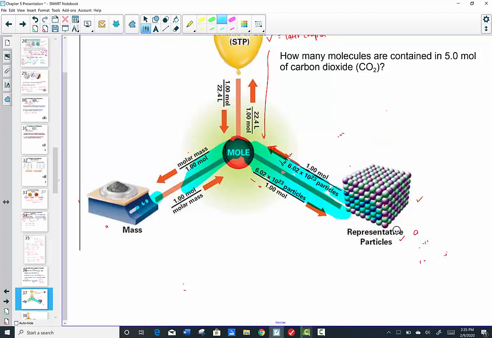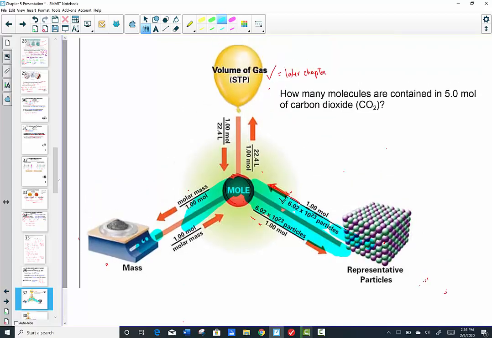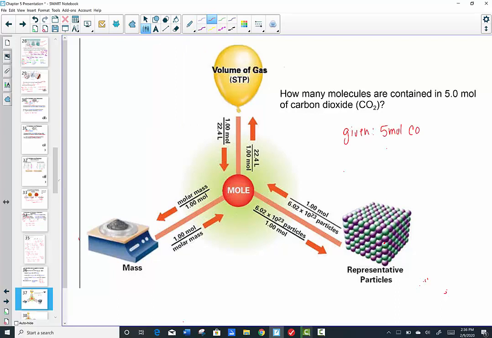All right, so let's see. Let's figure out using our roadmap, and this is really the key. If you're a visual learner, this is your key to success. I'm going to say, what unit are we given and what unit do we want to know? We're given 5 moles of carbon dioxide. We want to know molecules.